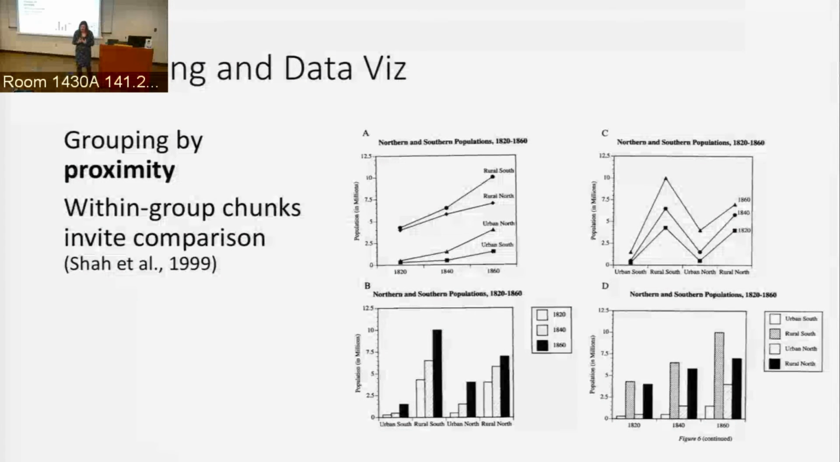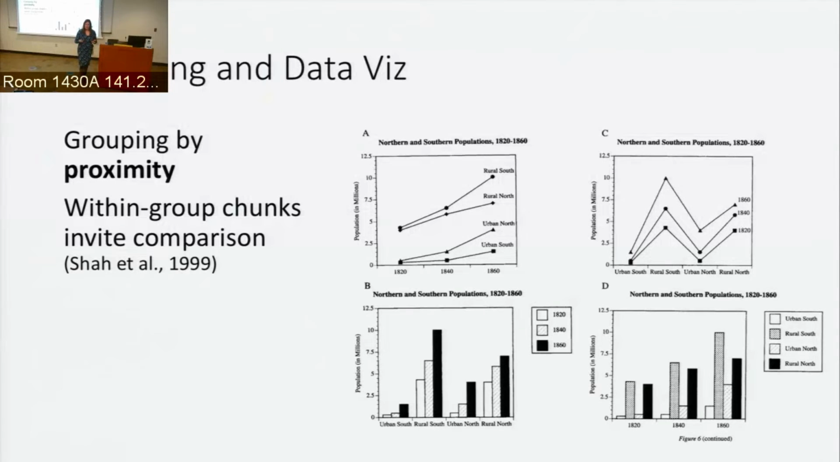So next I want to talk about some other research that could potentially be informative for designing more useful or more easily interpretable data visualizations. This is work done by Preeti Shah, again from the 90s. So this has been around for a while, but it generally builds on this idea of Gestalt grouping.